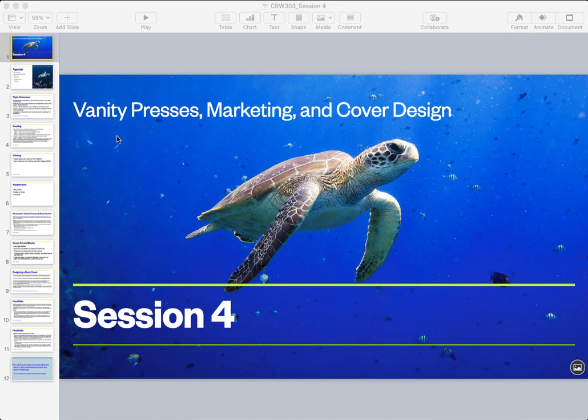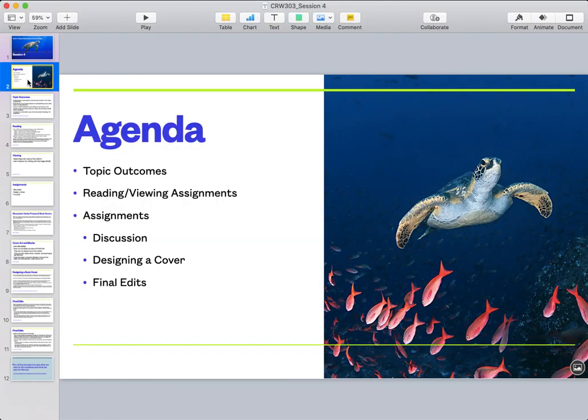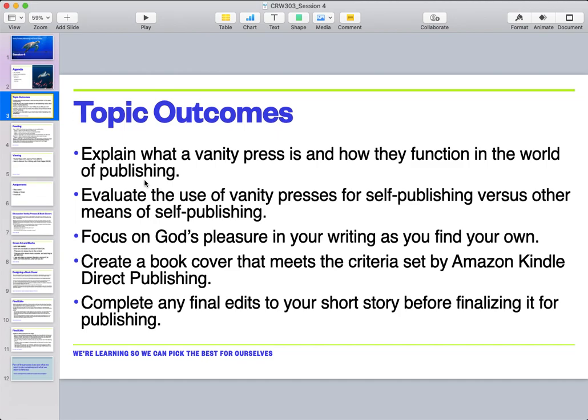So in this session, we are looking at vanity presses, some interesting stories to look at there, marketing and cover design. In today's PowerPoint and video, we have the topic outcomes we're going to look at, a quick look at reading and viewing assignments, and then our assignments themselves. A look at our discussion topic, a look at designing a cover and some ideas behind that, and of course our final edits.